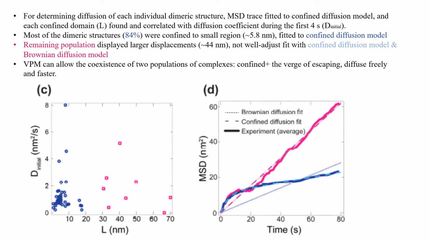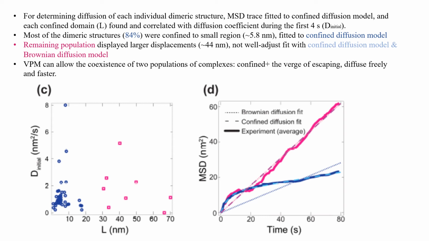In order to have a better idea of how exactly the diffusion of the individual dimeric structures is happening in the different frames, MSD traces were fitted for each of these individual dimeric structures instead of the average of all of the dimeric structures, to either the confined diffusion model or the Brownian motion diffusion model, because otherwise the fitting shown in the previous graph might have misrepresented some populations that are present in the variable diffusion model.